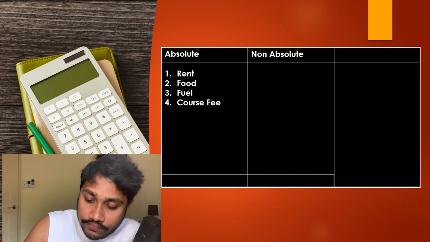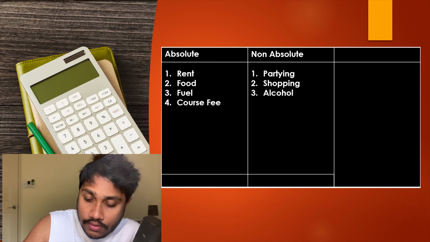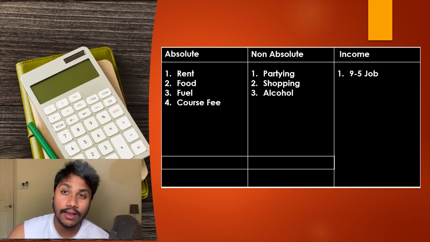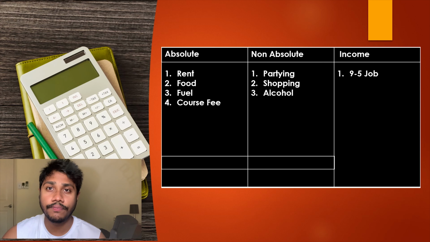You know, it could be some stuff like shopping, partying, buying alcohol, or other party stuff. Booze. All right, so these are just examples. All right, and then in the third column you have to figure out how much you are making. So that's basically your 9-to-5 income. I know most of you have a 9-to-5 income, so that goes over there.